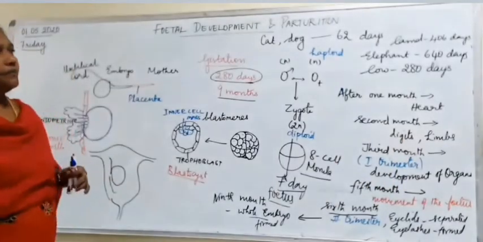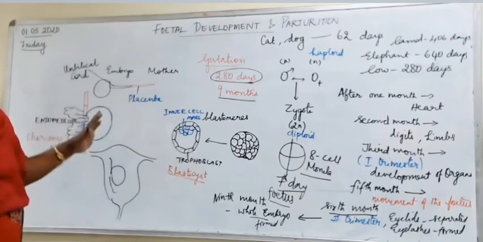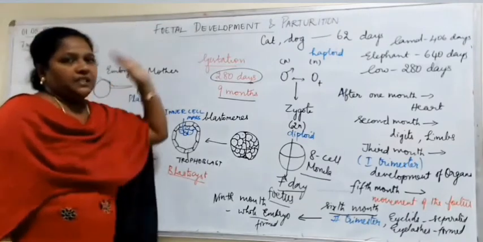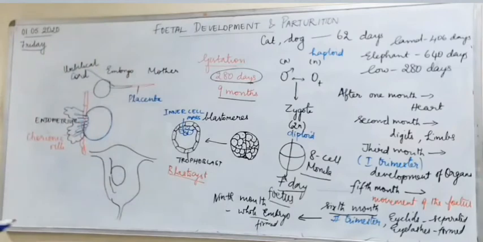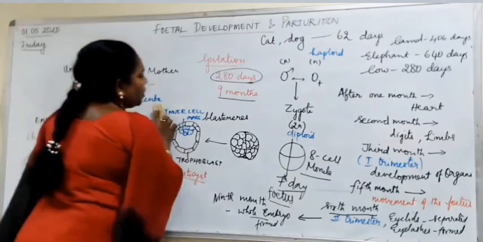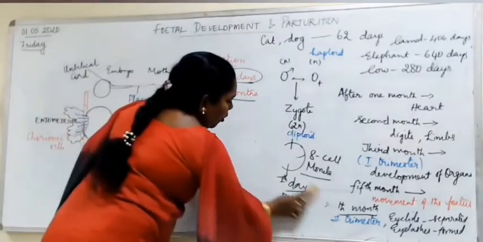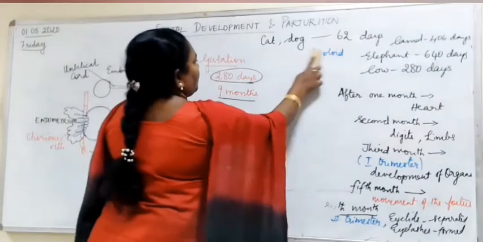Can you understand? Okay, so what are the developments that take place after implantation? That's what you have studied under fetal development. Is it clear? Okay. Next, we are going to study about the hormones. What are the hormones which are necessary for the development of the placenta or the whole embryo?